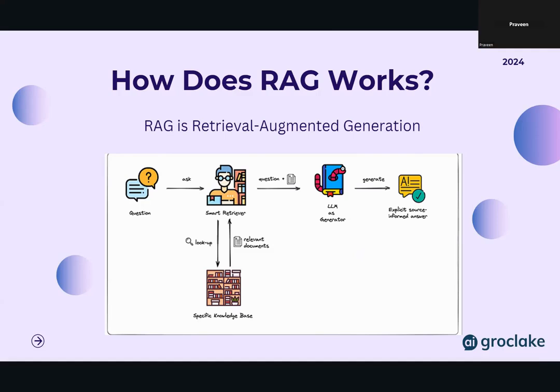Can you give me an example of the specific knowledge base? If you can relate it to an example, it will be easier to understand. Let's say I am creating a RAG for searching on Google, and my LLM is, let's say, GPT.